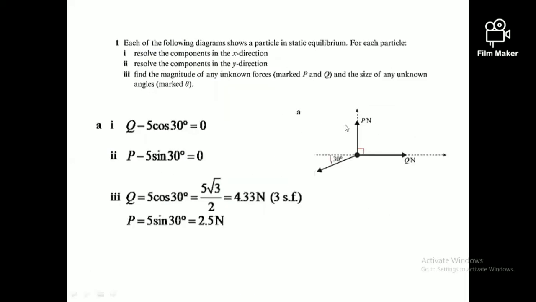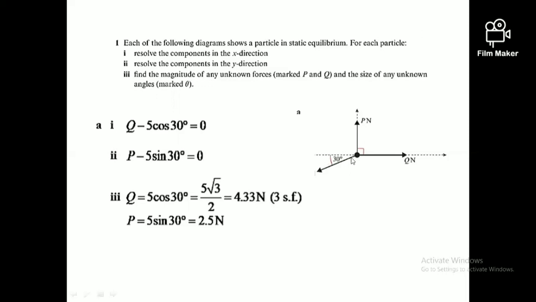Let's come up with this question, right? Each of the following diagrams shows a particle in static equilibrium. In each case, resolve the components and find the values for the unknown parameters P and Q. Right, okay.